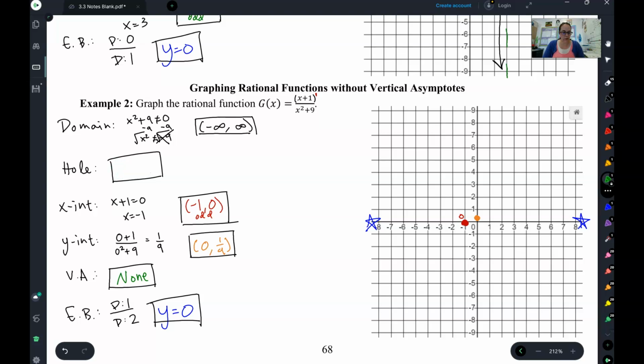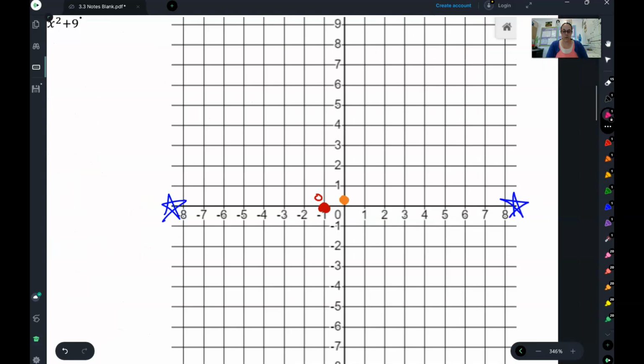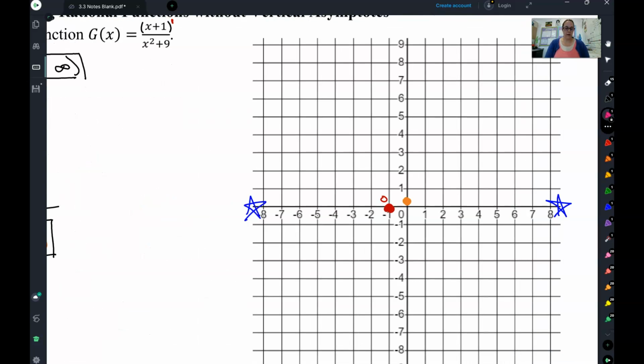Sorry guys, just going back to color code these. So this is the graph that I've got. I know I need to go through my y-intercept. On the left of this y-intercept, I can come to this x-intercept, and because that is odd, I know I need to cross through this x-intercept.